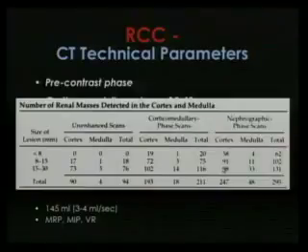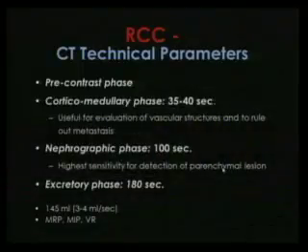in Radiology in which they compare the different phases, pre-contrast, corticomedullary, and nephrographic, and you can see that in the nephrographic phase you can identify the largest number of tumors, 295 tumors, compared with the corticomedullary phase, which only identified 211, and the pre-contrast phase only 94 lesions. The excretory phase is useful for evaluation of the collecting systems.